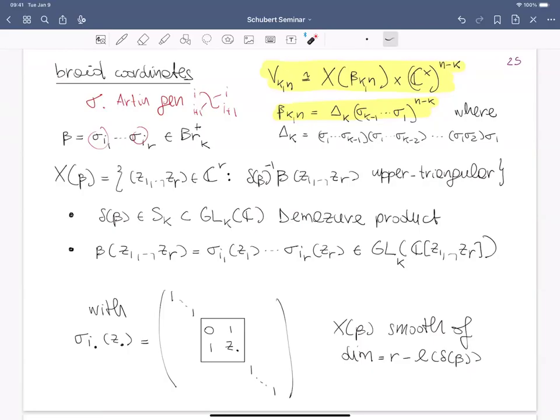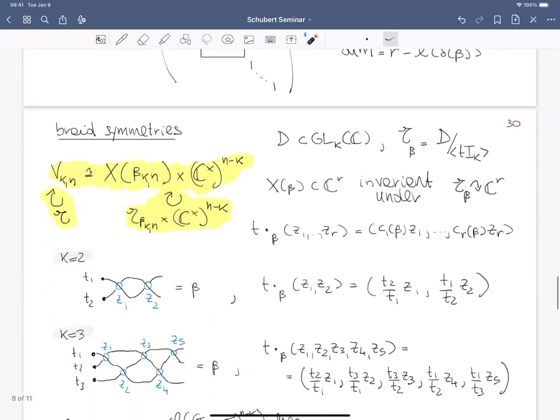It turns out this is a smooth variety of dimension r minus the length as a permutation of the Demazure product of beta. And so what I was saying earlier is that you can think of this positroid, at least the top positroid strata, as one of these braid varieties times a torus. And the braid in question can be written explicitly. It's some braid called the half twist, written here, times sigma k minus 1 through sigma 1 raised to n minus k. I'll draw some pictures later.